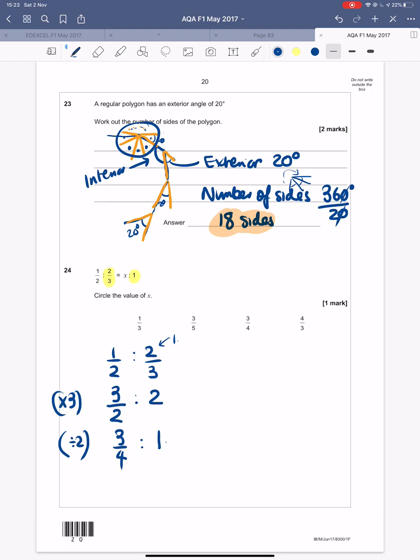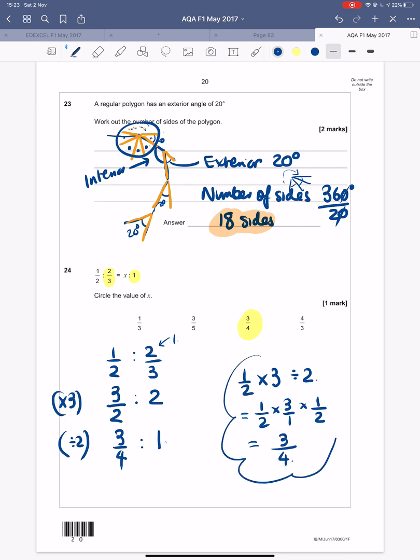So the answer is 3/4. Okay. So basically, to do it in one go, it's a half times by 3 divided by 2. So it's a half times 3 over 1. Dividing by 2 is the same as multiplying by half. So then you've got 3 on the top and 4 on the bottom. That's another way of getting it there.